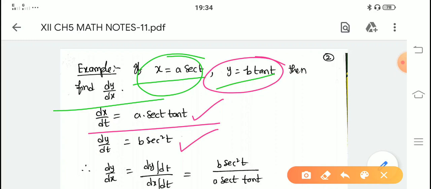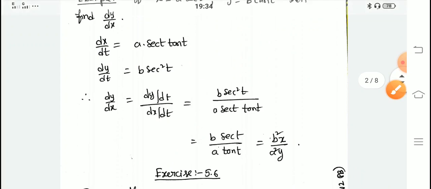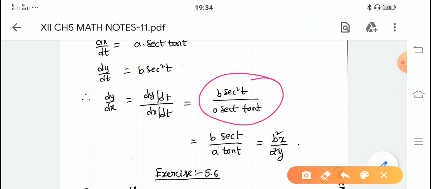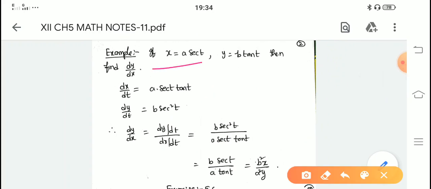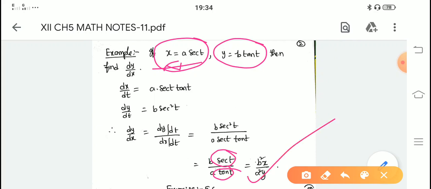Then you are doing division, dy by dx is equal to dy by dt by dx by dt. So substitute that, and then simplification is needed. This is b secant square t by a secant t tan t, because this is dy by dt, this is dx by dt. After cancellation of one secant t, you get b secant t by a tan t. But how did you get b square x by a square y? Again substitution. Secant t is x by a, because a is going that side. Tan t is y by b. After substituting secant t is x by a, tan t is y by b, we get this one.